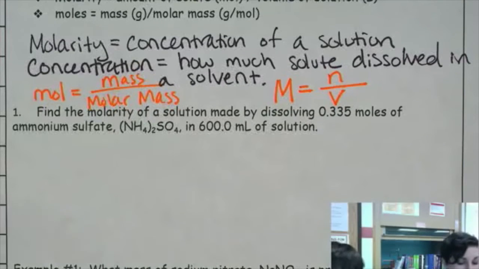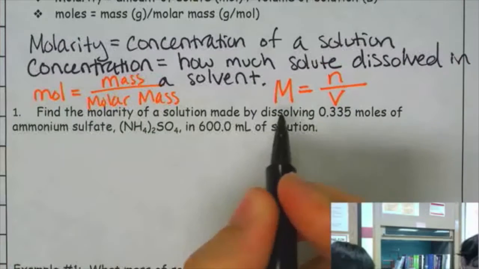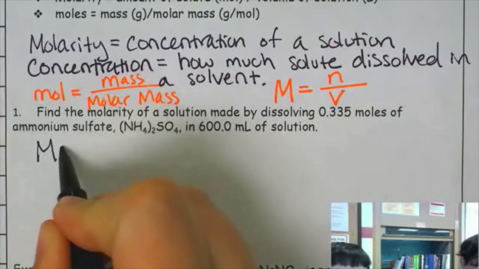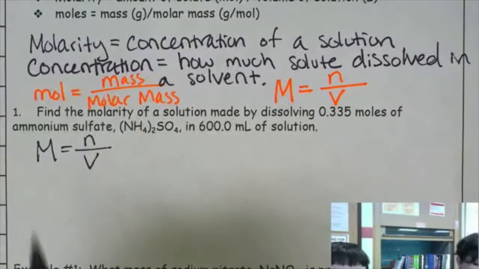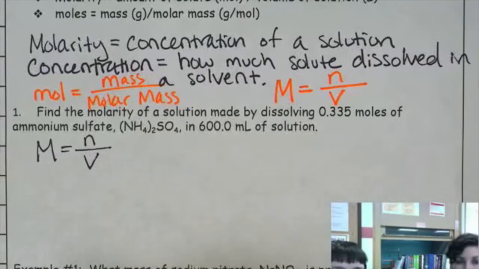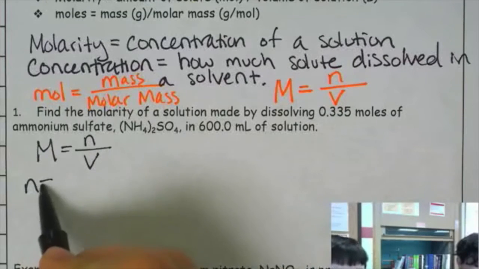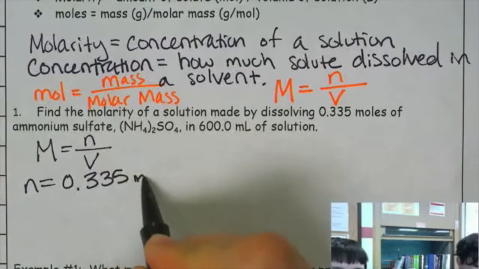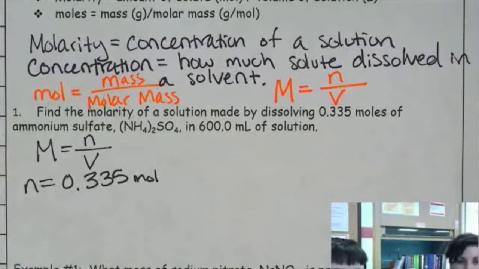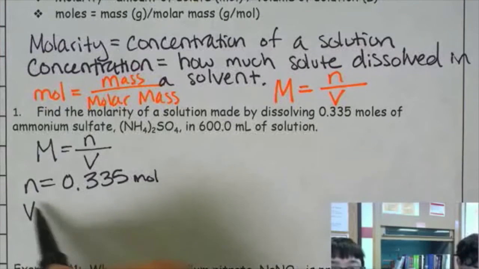So we're going to write out the variables that they gave us, right? We know we're going to be using this formula because we're finding molarity, which is equal to n over V, right? And then how many moles do we have? We have 0.335 moles. That's right. They gave us moles in the problem, and we have 0.335 of them. And what else did they give us in the problem? They also gave us our milliliters of solution, so our volume, as 600 milliliters.